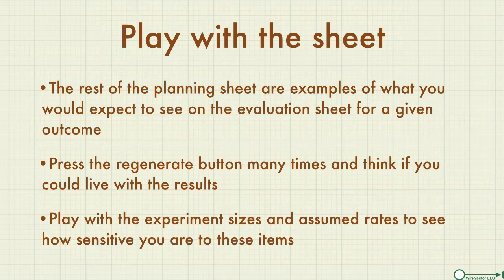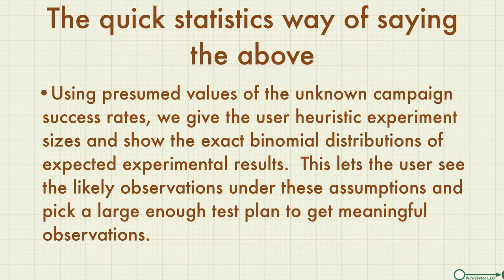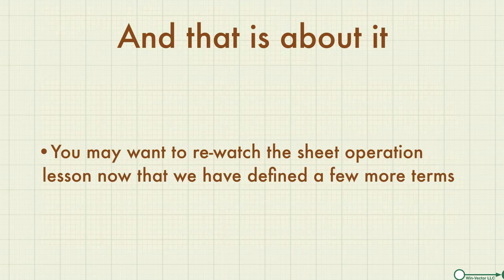Because there are so many trade-offs, we think you should play with the sheet. Put in different count sizes, put in different criteria to see how the count sizes change, and see what you can live with. The quick statistical way of saying all above is just using the presumed values, i.e. the values we bullied out of the user, of the unknown campaign success rates. We show the typical sizes of the binomial outcomes. And that's about it. You may want to rewatch the sheet operation lesson now that you've seen a few of the terms in context.